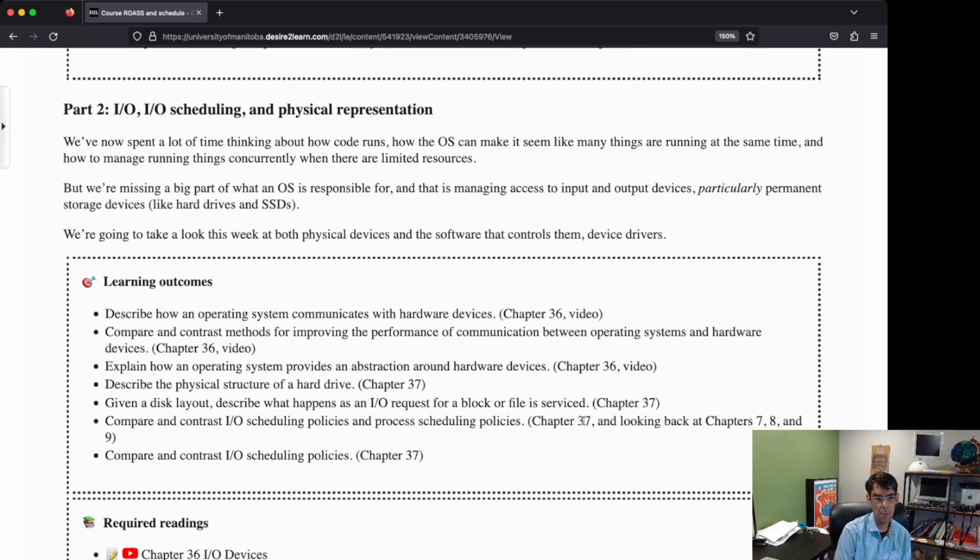Compare and contrast IO scheduling policies. Again, this is coming from chapter 37, and both of these are going to be something that could be assessed on a final exam. This is not something that you would have assessed in an assignment or lab in any way. So of these ones, given a disk layout, describe what happens as an IO request is serviced.